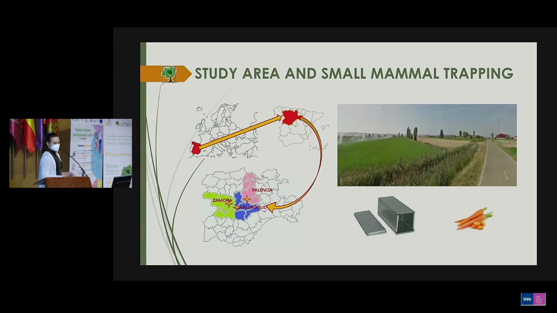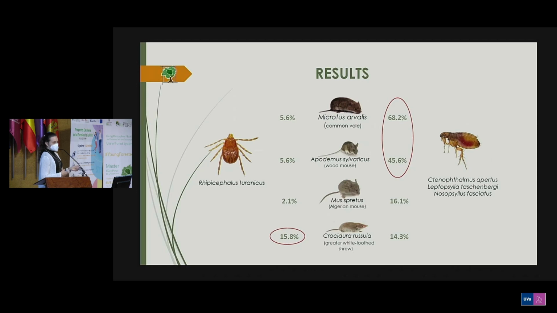This is our study area in the middle of the Castilla y León region, where we are actually now. We can see a picture of a typical landscape of this region. It's a very intensified agricultural area. And we need to trap these animals alive. So we use Sherman traps baited with some food, and in this case carrot, because we need to get those animals alive to the laboratory, comb their hair, and get the ectoparasites.